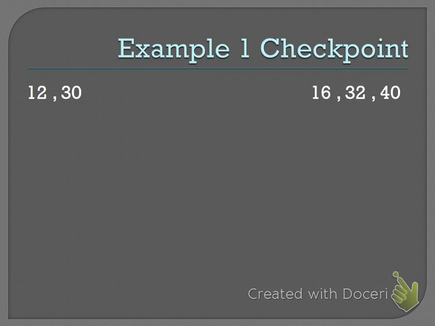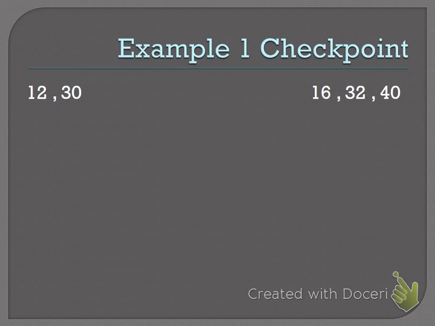I want to do a quick checkpoint. I'll give you about 5 minutes. I want you to find the GCF by listing the factors of both of these numbers, 12 and 30, and 16, 32, and 40. Find the GCF by listing the factors.